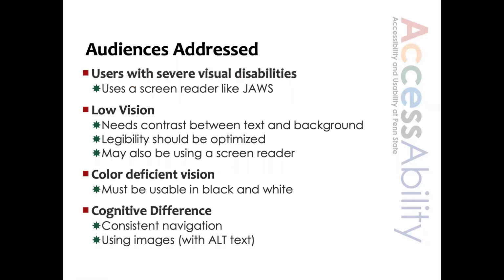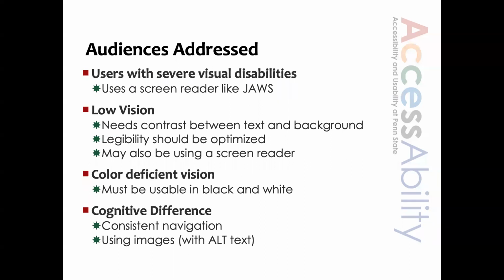So the accessibility options we'll be talking about will address users with severe visual disability. So these are people who don't have usable vision, but they use a screen reader like JAWS to read everything out. And JAWS doesn't just read out text, they'll read out location of tables, location of images, location of headings, and also image alt text.